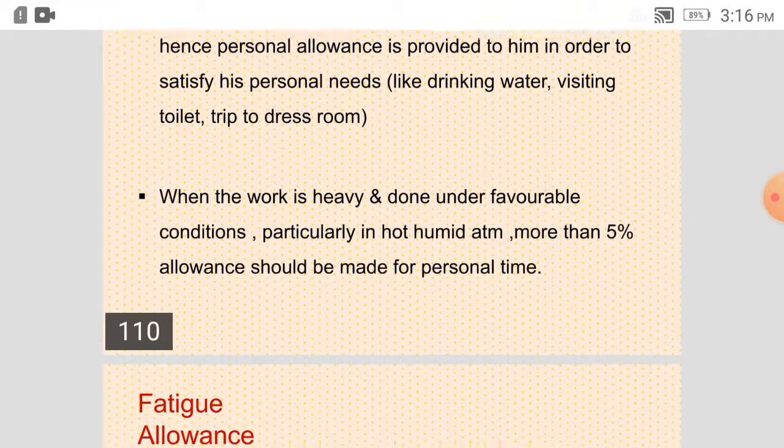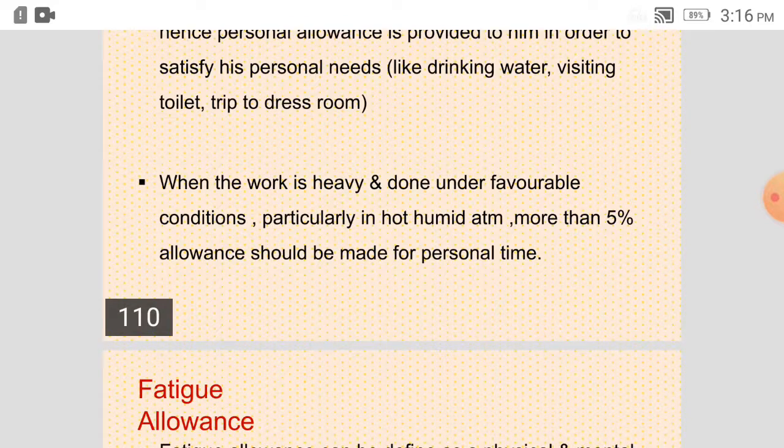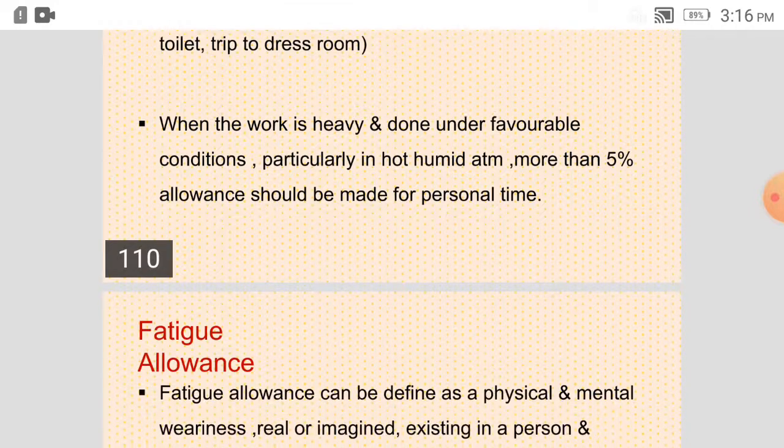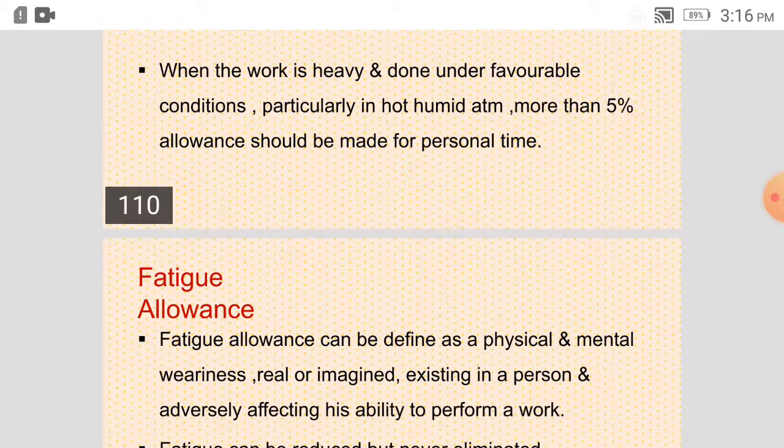So when the work is heavy and done under unfavorable conditions, particularly in a hot, humid atmosphere, more than 5% allowance should be made to the personal time. So if the working conditions or the environment in which the operator is working are not comfortable, say the temperature is very high or humidity is very high, or the temperature is very low, in that situation some 5% of allowance is to be added to the personal time.